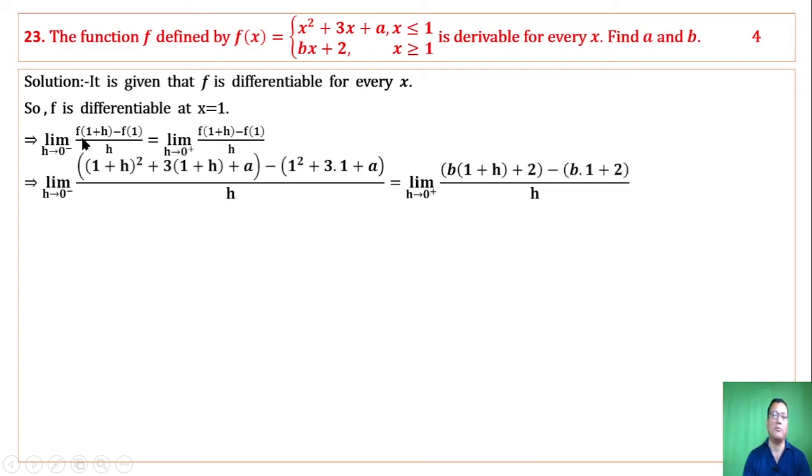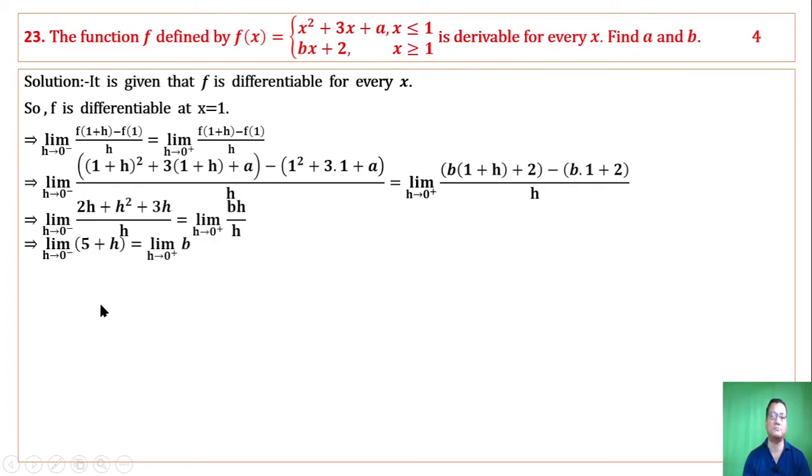For this, f of 1 plus h, 1 plus h is a number less than 1. You have to use this formula, we get this. And f of exactly 1 is either this or this. And for the right hand limit, 1 plus h is greater than 1, therefore we have to use this. Expand and cancelling, we get h, put h equal to 0, we get b equal to 5. One unknown is known.